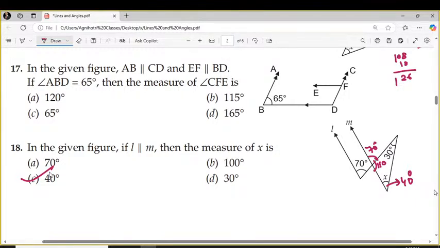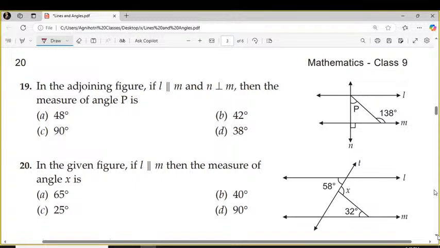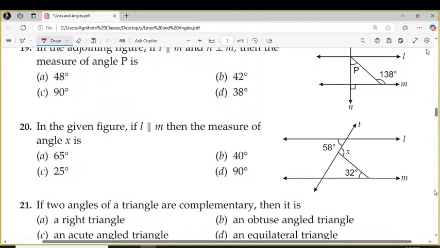Sir, for question 17. Okay, for 17, yeah, all right. If this is 65, they want you to tell CFE. Yeah, you can draw it. Okay, this will be 65, and this will be 180 minus 65. Is it 115 that you got? Yes, sir. Okay. Come to question 19.